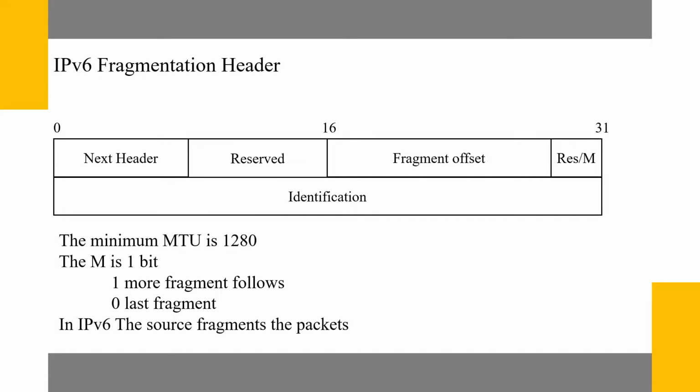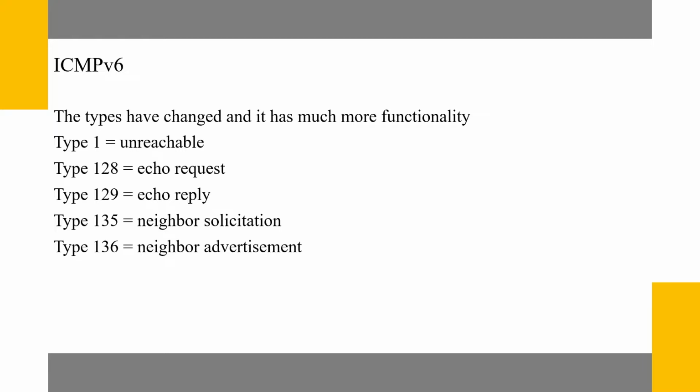Here is the fragmentation header. Another big change here is that the source now fragments the packets. One thing that I didn't mention during IPv4 is that fragmentation is not good and should be avoided as much as possible. Big changes have occurred in this area. Let's take a look at them.